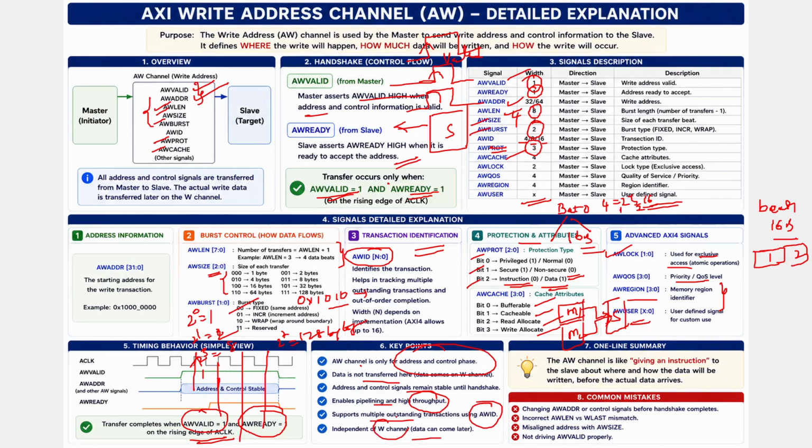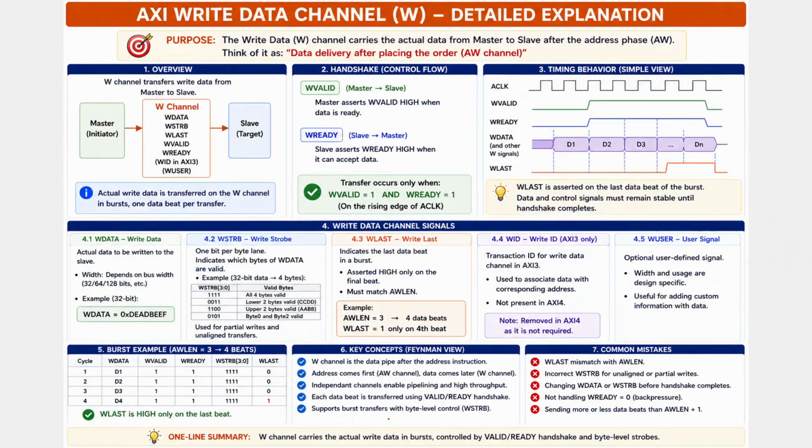So this is the independent channel, independent of the write address channel. That means after placing the address and control information, based on that you need to keep the data in the write data channel. This is the write data channel. The write data channel carries your actual data from master to slave. After the address phase is completed, it enters the data phase. In the data phase, what type of data you are placing, it tells you that.